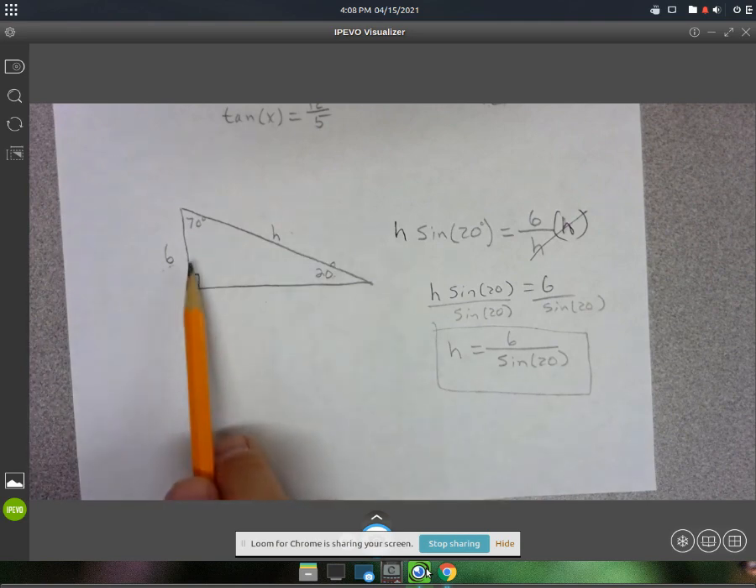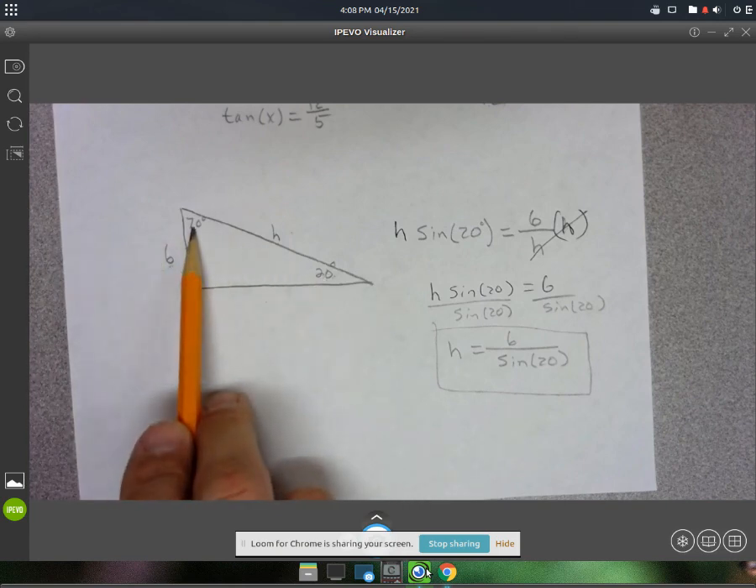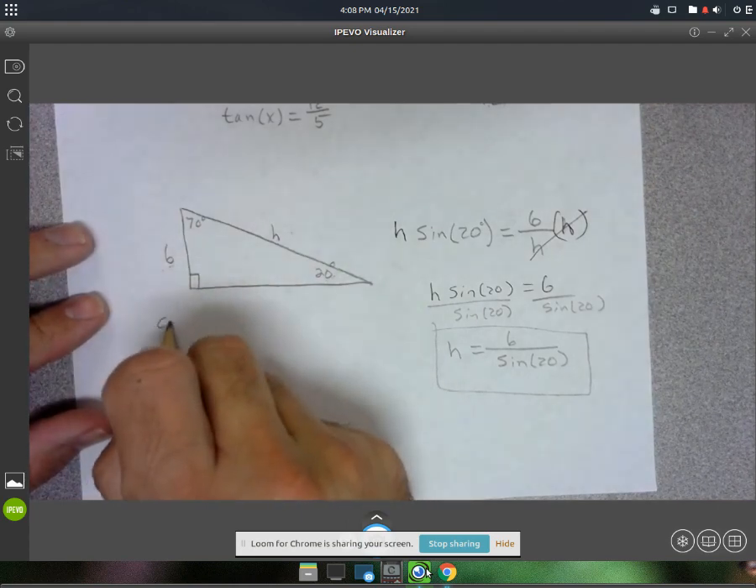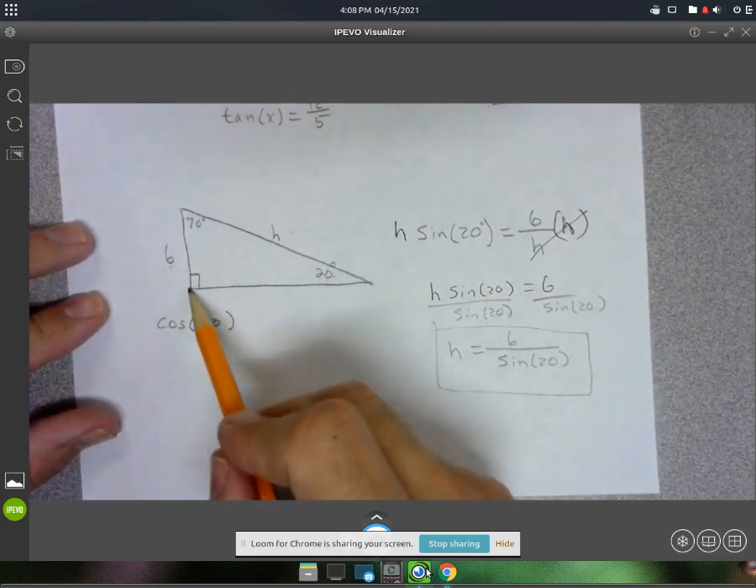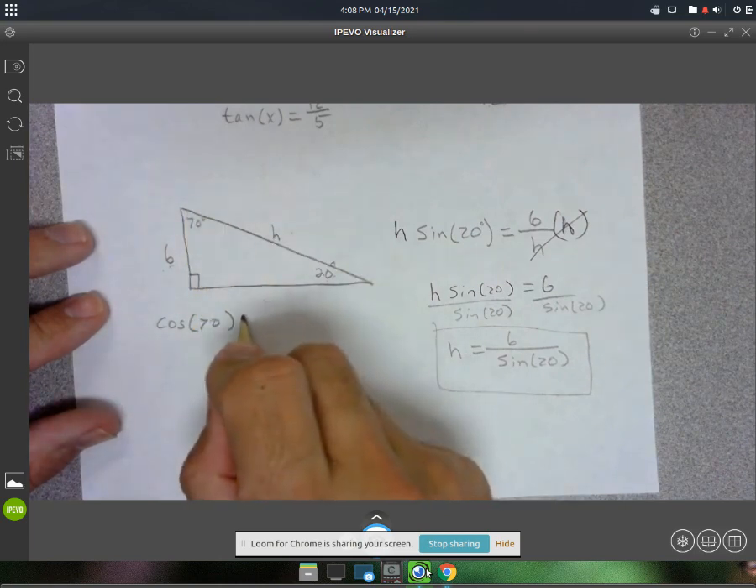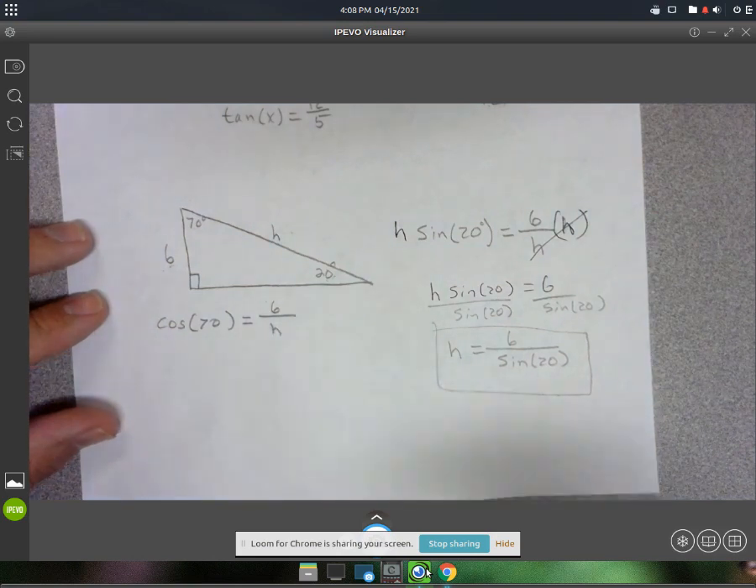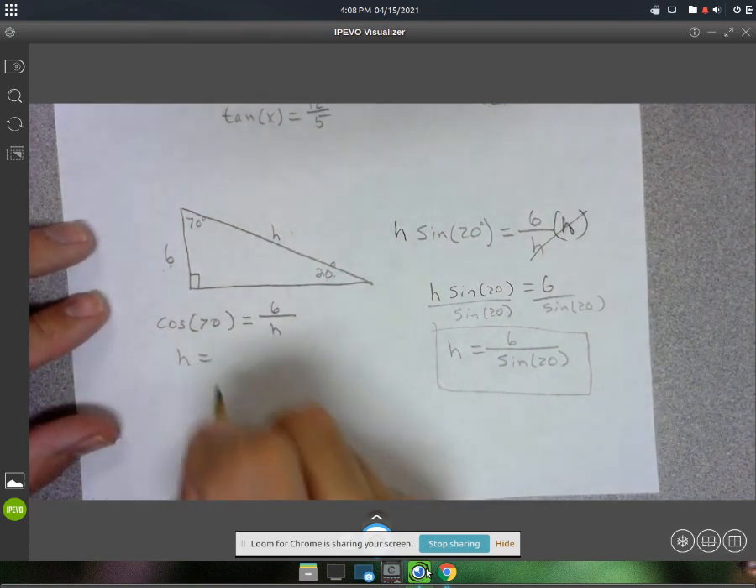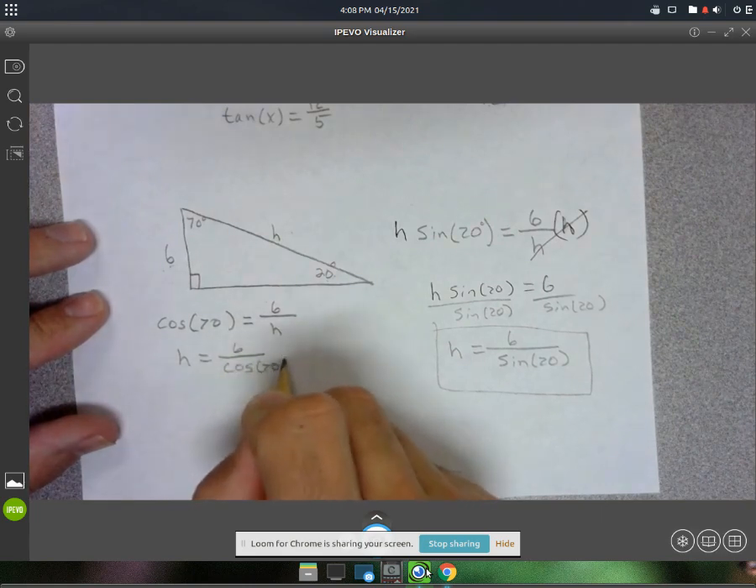Another way that you could have solved this one, since you knew that this was 70 degrees, you could have said cosine of 70. Remember, cosine is adjacent over hypotenuse. So you could have said cosine of 70 is equal to 6 over h, and then you would have done the exact same steps. You would have gotten h is equal to 6 over cosine of 70.